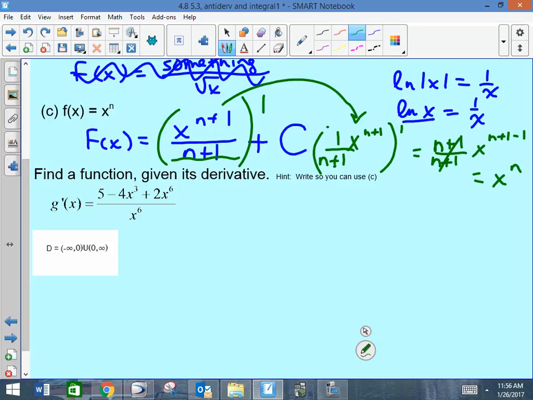Yes. Can I take a shot? Yeah, give us a minute though, because not everybody has a chance to look at it yet. All right, so G prime. We're looking for G. Because it says find a function given its derivative.